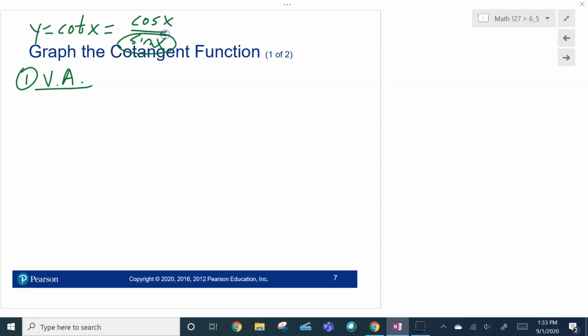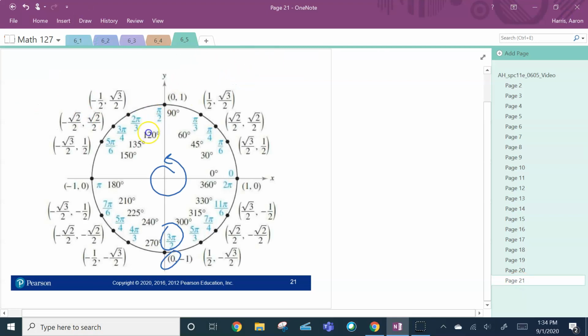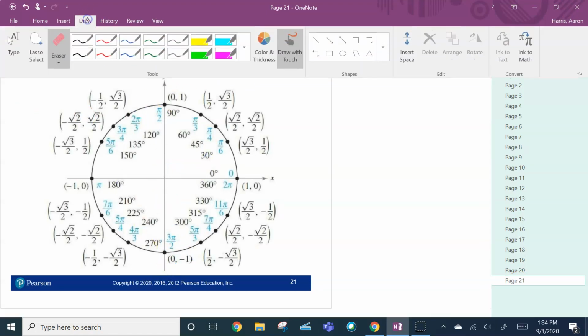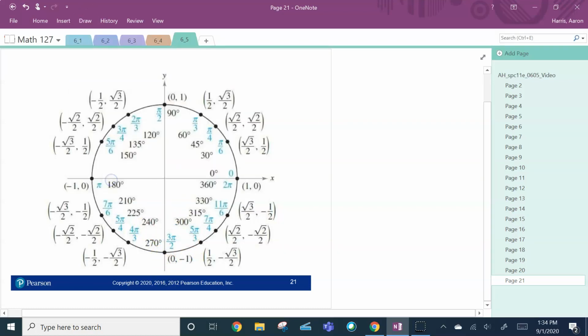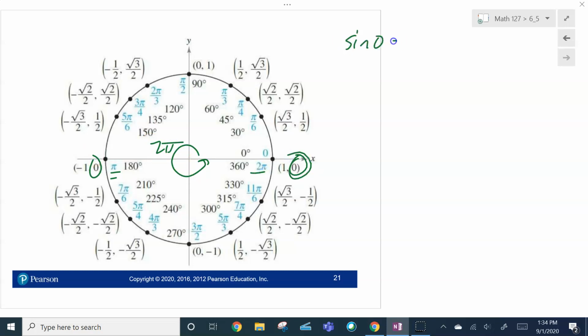Now in this case, we know that the sine cannot be zero. So we're asking ourselves, the sine of what is zero? Well, we know that the sine at 0 is 0. We know that the sine at pi is 0. If we go all the way around, the sine at 2 pi is also 0, and so on.